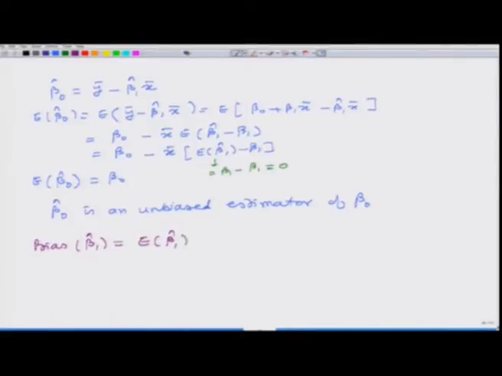So, now I can define the bias of beta 1 hat as the expected value of beta 1 hat minus beta 1, which is equal to 0, and the bias of beta 0 hat, that is the expected value of beta 0 hat minus beta 0, is again equal to 0. So, both beta 1 hat and beta 0 hat turn out to be unbiased estimators. So, the next property is variance.